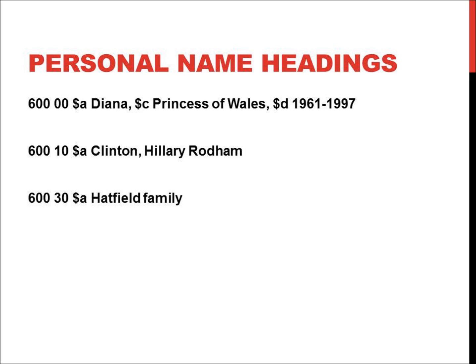And the last, and least frequently used, indicator is the 3. The 3 indicator just tells us that the personal name being described is only a surname, so it represents the entire family, anybody who has that last name. So the example I have here is the Hatfield family.